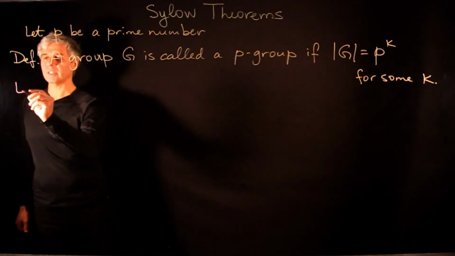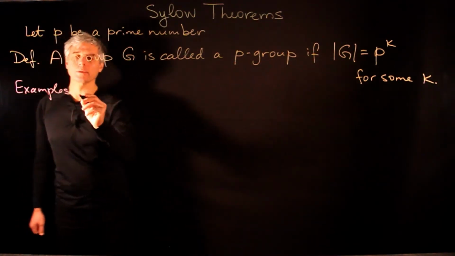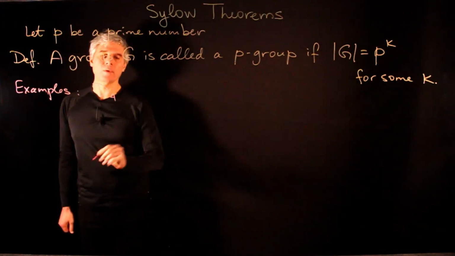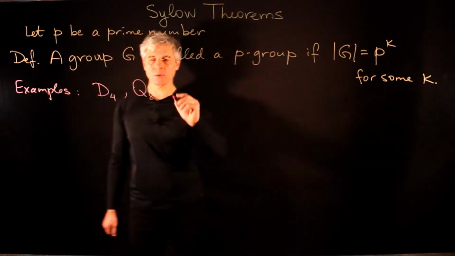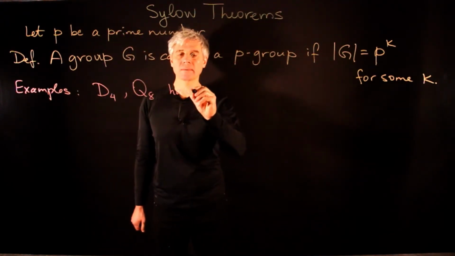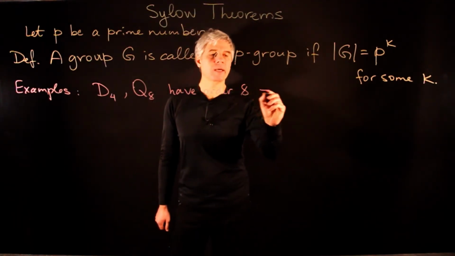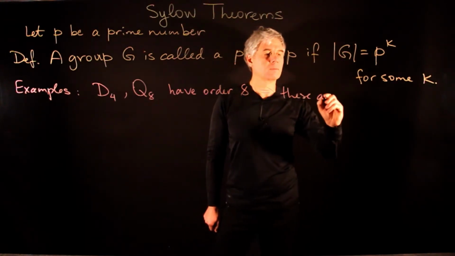Let us give a couple of examples. So if we take the dihedral group D4 or the group of quaternions Q8, these groups have order 8. And thus these are 2-groups.